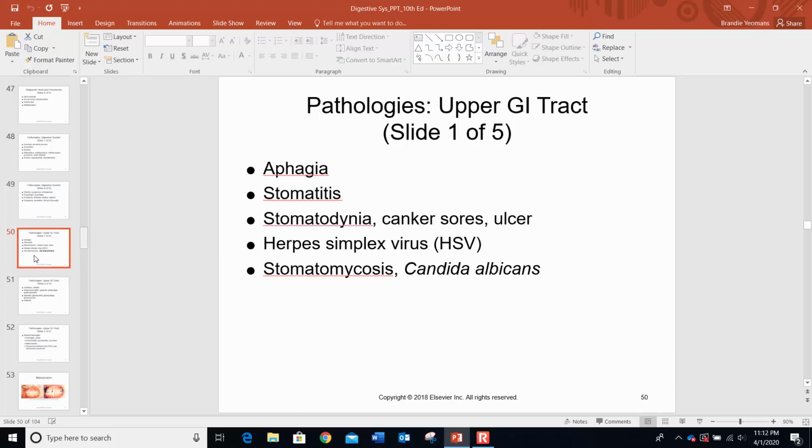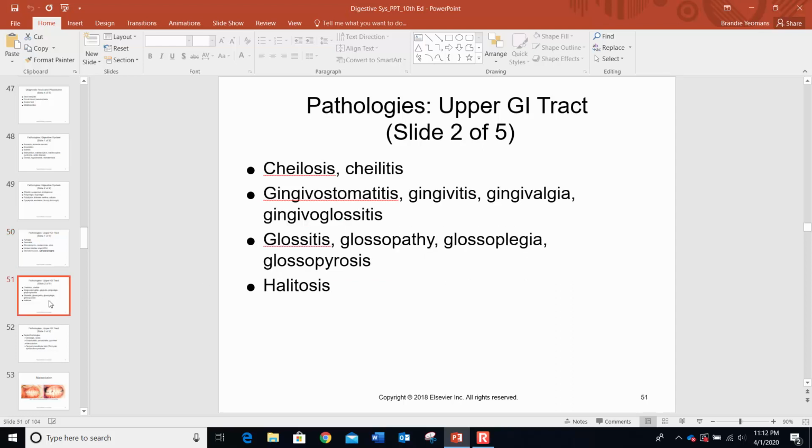Okay, so some of the upper GI tract pathologies that we might run across, one of those is very simply the herpes simplex virus, those fever blisters. You also may see canker sores, which are completely different. Those are actually on the gums, and as you may imagine, that could cause someone to have some anorexia. You also may see some candida of the mouth, which is yeast. That's very common with our diabetic patients.